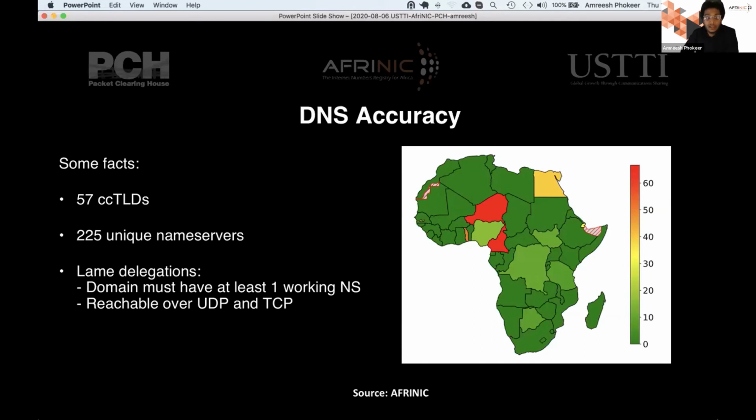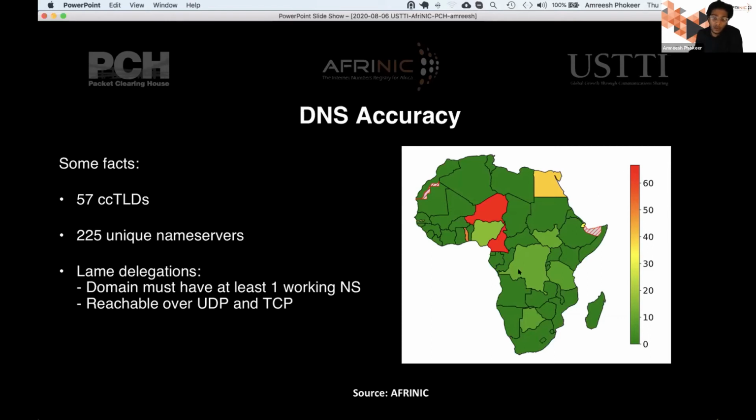So starting with DNS accuracy, I have counted that we have in our region 57 ccTLDs. We have 54 countries, but we have a few more regions that have their own ccTLDs. And out of them, we have 225 unique name servers serving these 57 ccTLDs. And there is something called name delegation. Basically, sometimes people would come and put wrong information or outdated information. And we consider this information lame. A lame name server, for example, is an authoritative name server which is not reachable, or sometimes it cannot be reached over UDP or TCP, which is very important for DNS and DNSSEC.